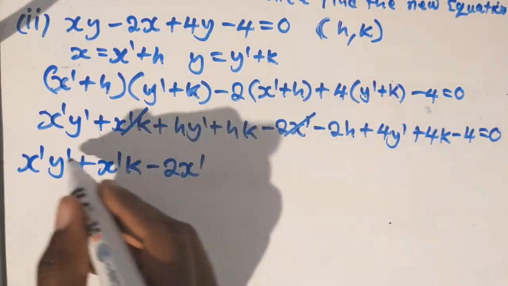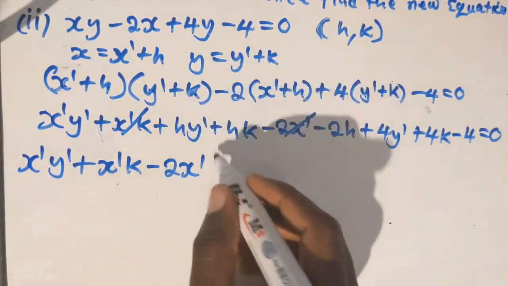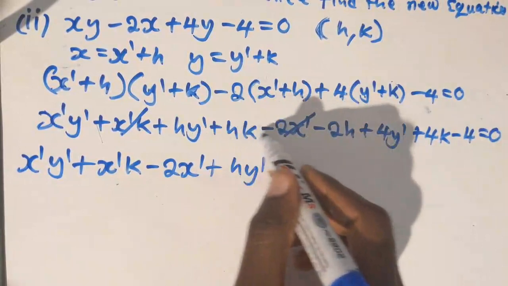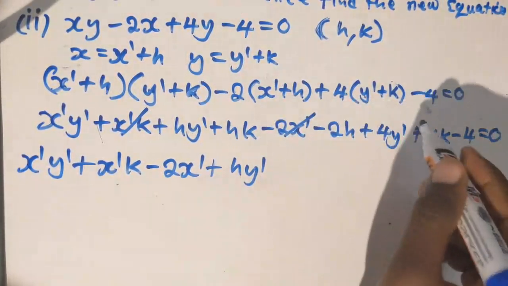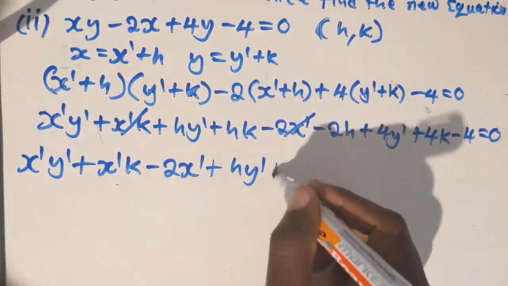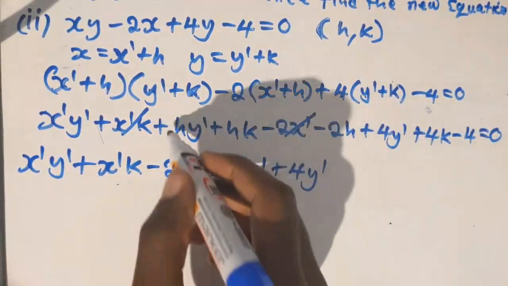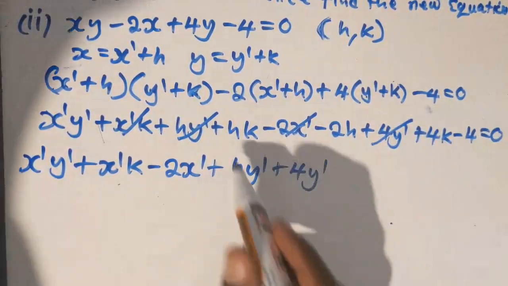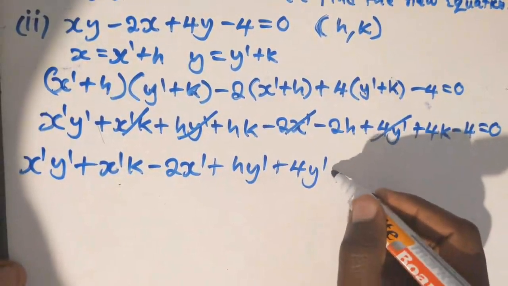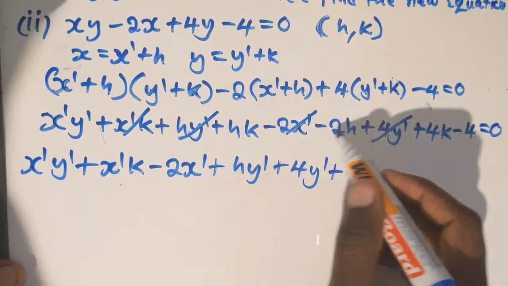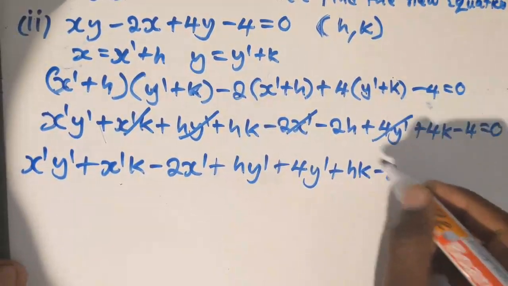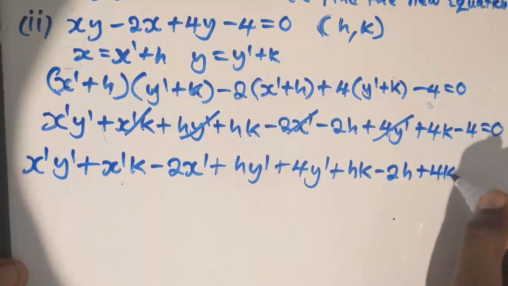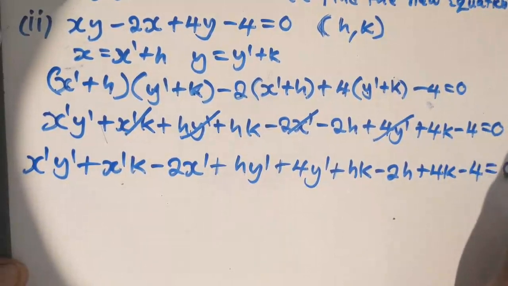So we need the one with y prime. So the one with y prime is this one. So this is positive hy prime. The one with y prime, we have 4y prime. So we have positive 4y prime. So we have gotten this, we have gotten that. What has remained? We have this. Okay, so we have positive hk, then we have negative 2h here. We also have positive 4k and negative 4 equal to 0.